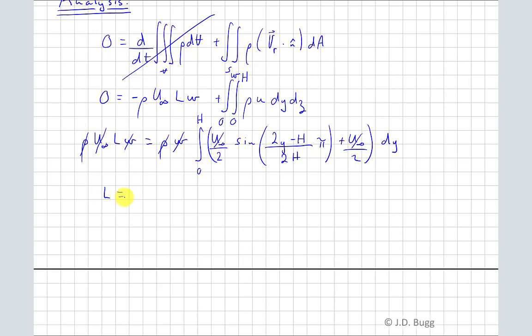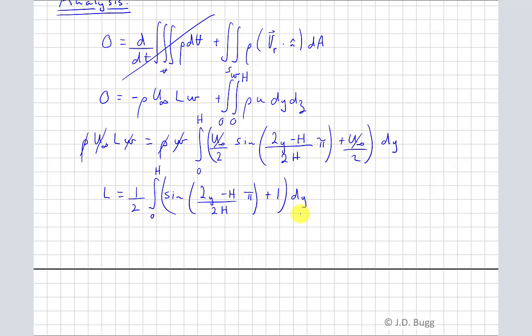So we'll just clean this up. We can factor out a 1/2 out of the integral as well. There's a half there and a 1/2 there. So we have 1/2 our integral from 0 to h of sine of (2y minus h over 2h times pi) plus 1 dy. Now we have to integrate this.